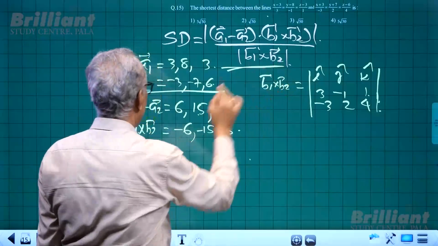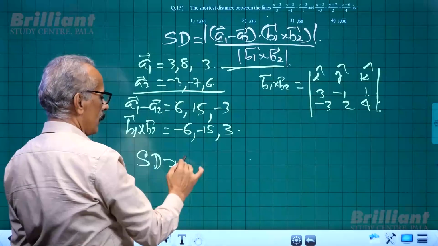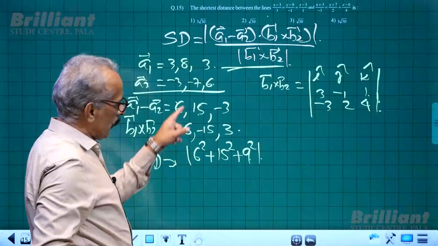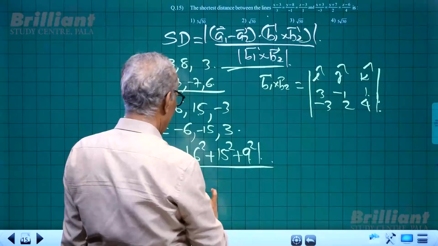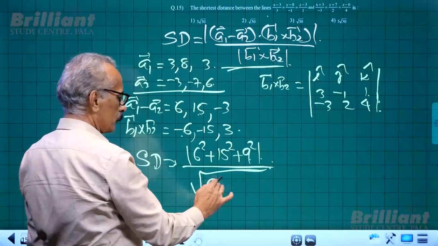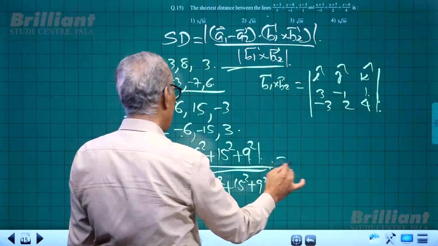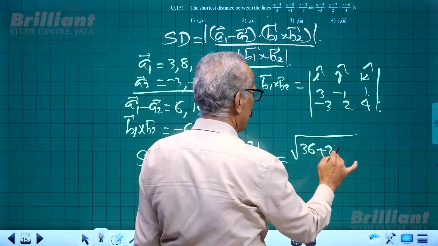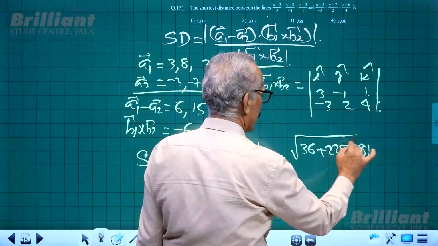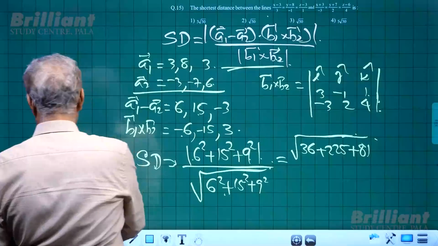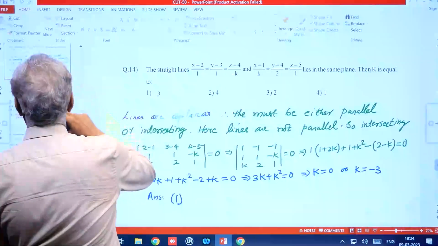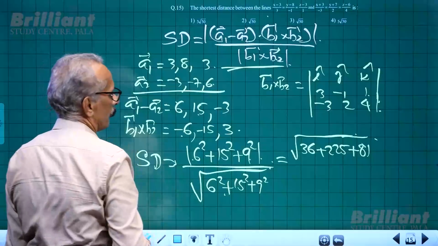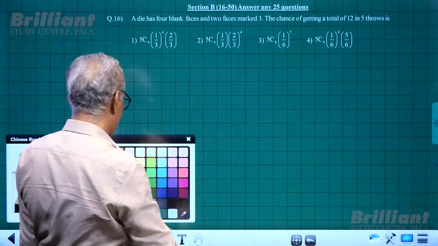Now substitute in your dot product. So the shortest distance will be this dot product, that means modulus of minus 6 square minus 15 square plus 9 square, divided by the modulus of B1 cross B2, that is the square root of 6 square plus 15 square plus 9 square. This is without root in the numerator. So root over 36 plus 225 plus 9 square, 81. You get the answer. So you get root over 270, that is 3 root 30. On to the next question.